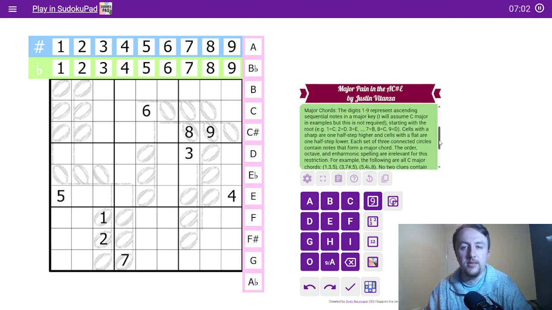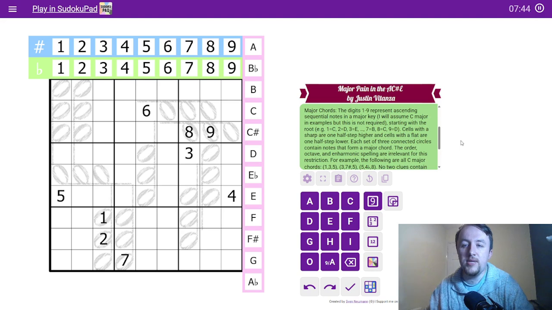Major chords. The digits 1 to 9 represent ascending sequential notes in a major key. I will assume C major in examples, but this is not required. Starting with the root. For example, 1 equals C, 2 equals D, 3 equals E, and so on. It's probably easiest if we do just stick to the C major scale, because they are all natural notes normally. So yes, we'll stick with C major as our example. Cells with a sharp are a half step higher, or semitone higher if you prefer that terminology, and cells with a flat are a half step or semitone lower.